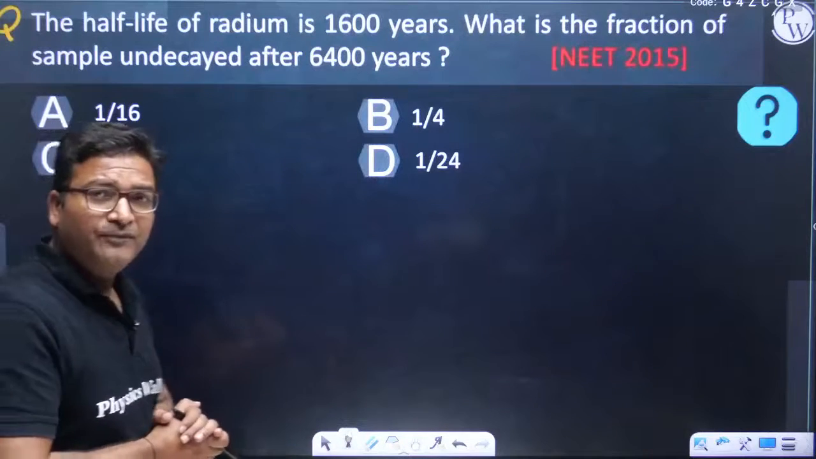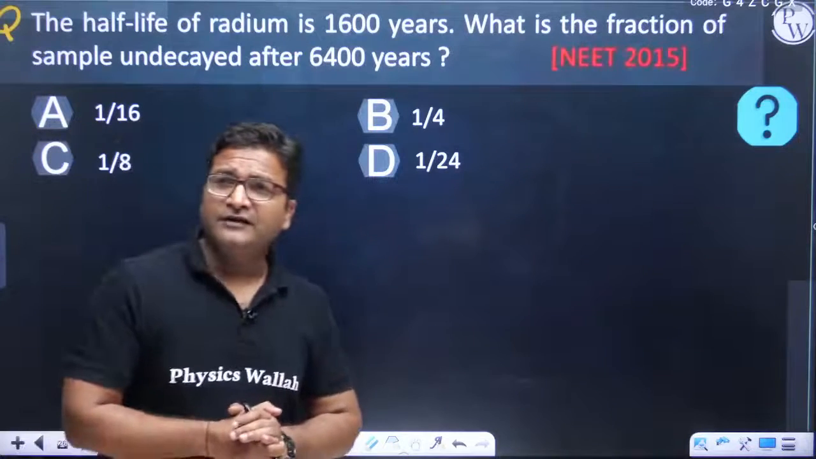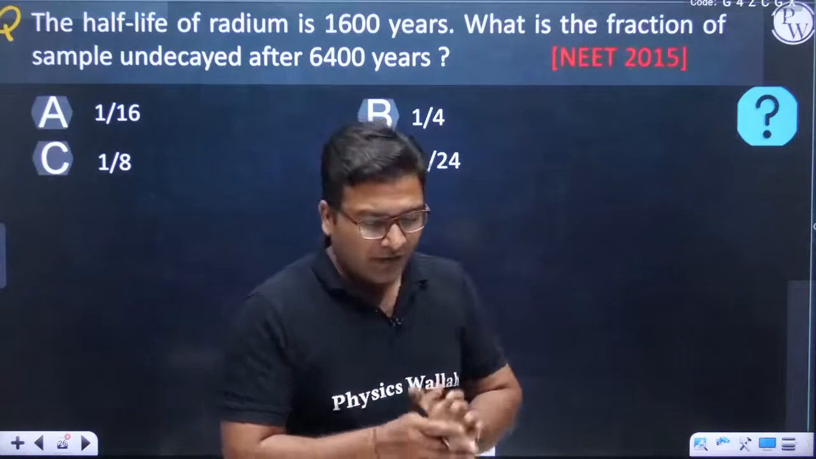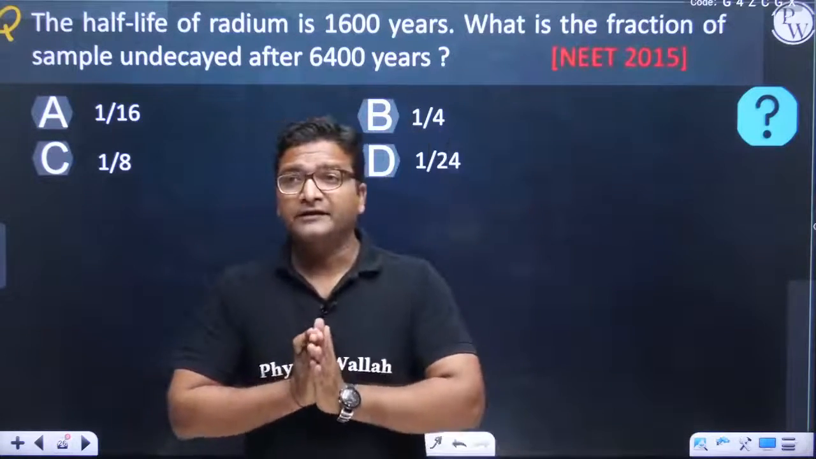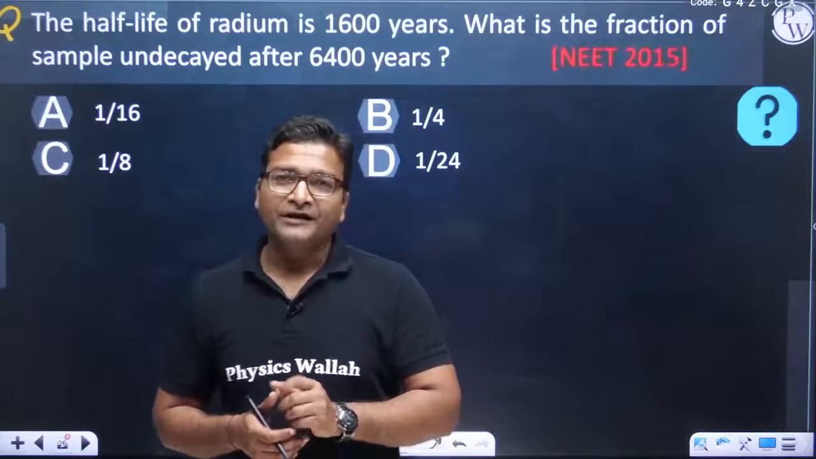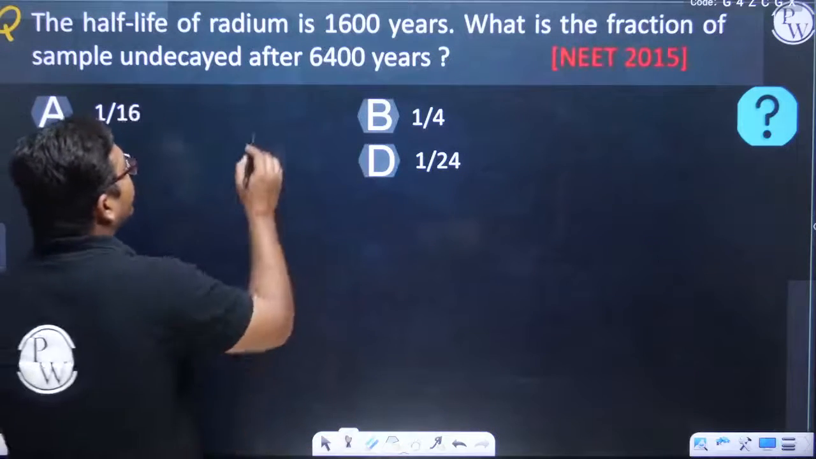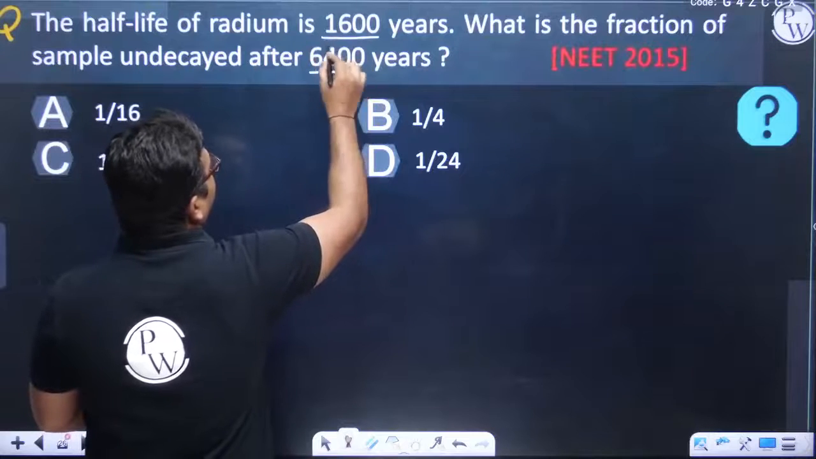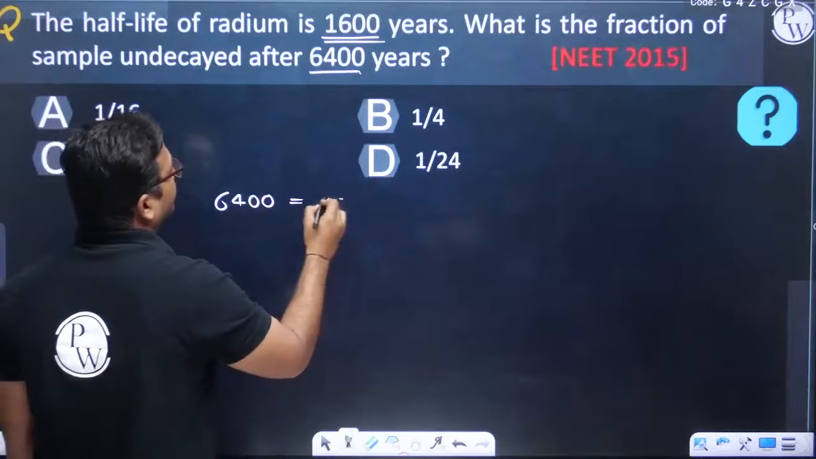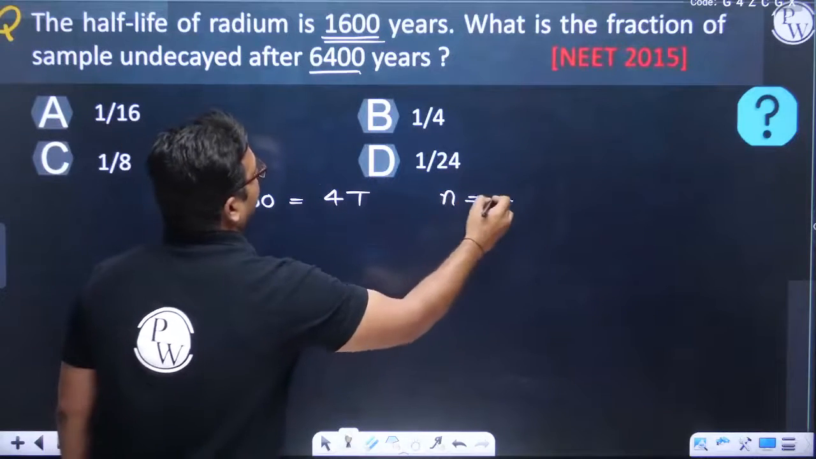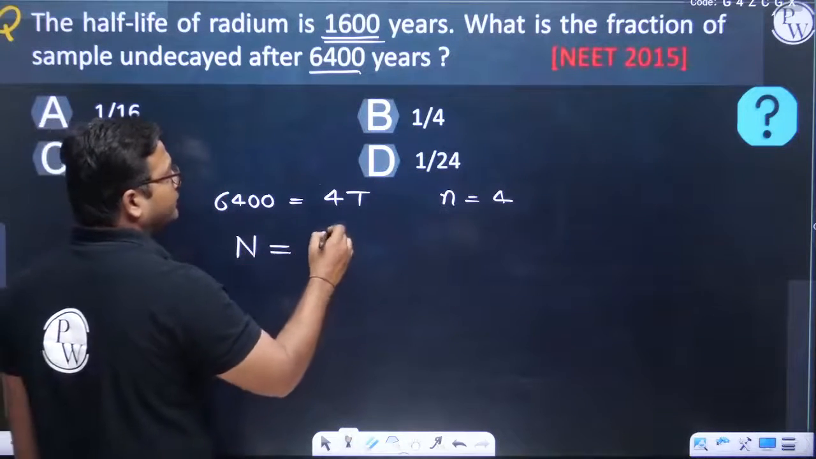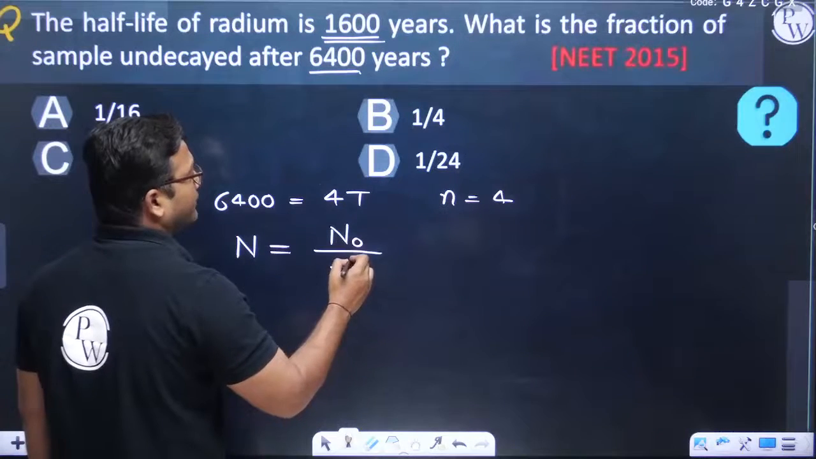So let us solve a few problems based on this. The first problem says the half-life of radium is 1600 years. What is the fraction of sample undecayed after 6400 years? Okay. So in this example, you can see this is a fourth multiple of this. So you can say in 6400 years, there are 4 half-lives. So n equals 4. And if n is 4, the number of undecayed particles equals the initial number of particles divided by 2 to the power n, which is 4.